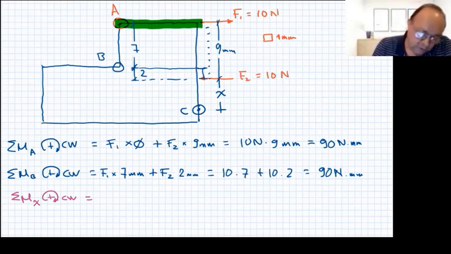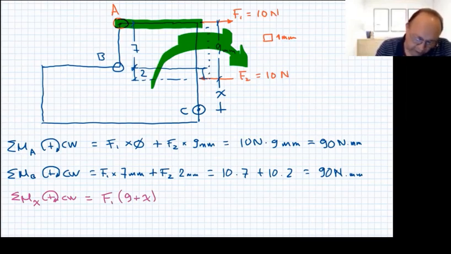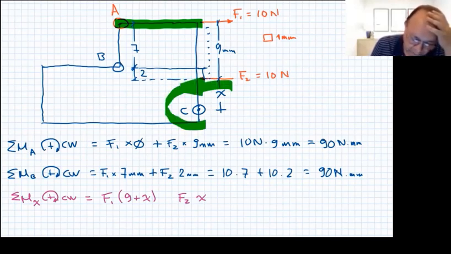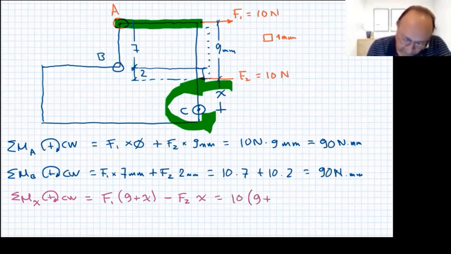The first one, F1, times 9 plus x, right? The force multiplied by 9 plus x. In what direction? The first one goes this direction with respect to point C, so it will be clockwise, so positive. Now, force two times x, right? But that goes in the opposite direction, because this one goes like this, so it produces rotation in this direction with respect to point C. Yeah, it's minus, you're right. Minus here. So that will be F1, 10 times 9 plus x, minus F2, 10 times x.